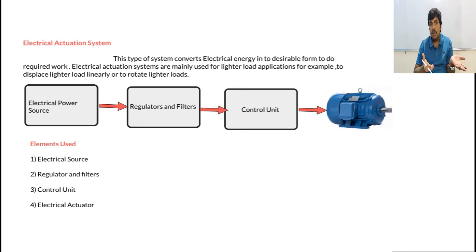In every actuation system, we are taking the help of some form of energy and we are able to produce either linear displacement or angular displacement. Clear? Now in the electrical actuation system, again we take an electrical power source. That means we'll have a battery which is able to deliver current to the motor, or else we will have a current source.